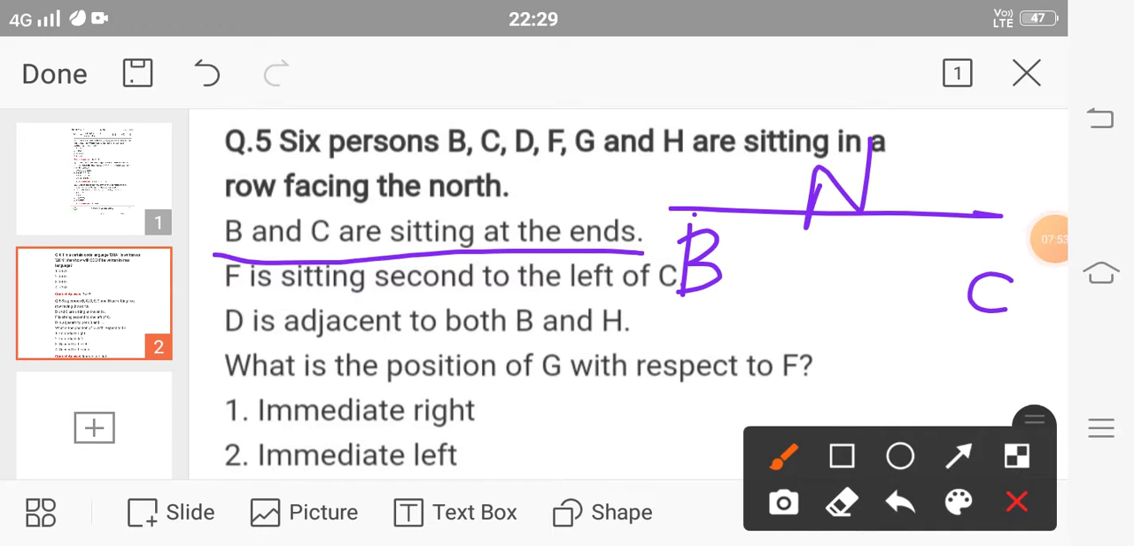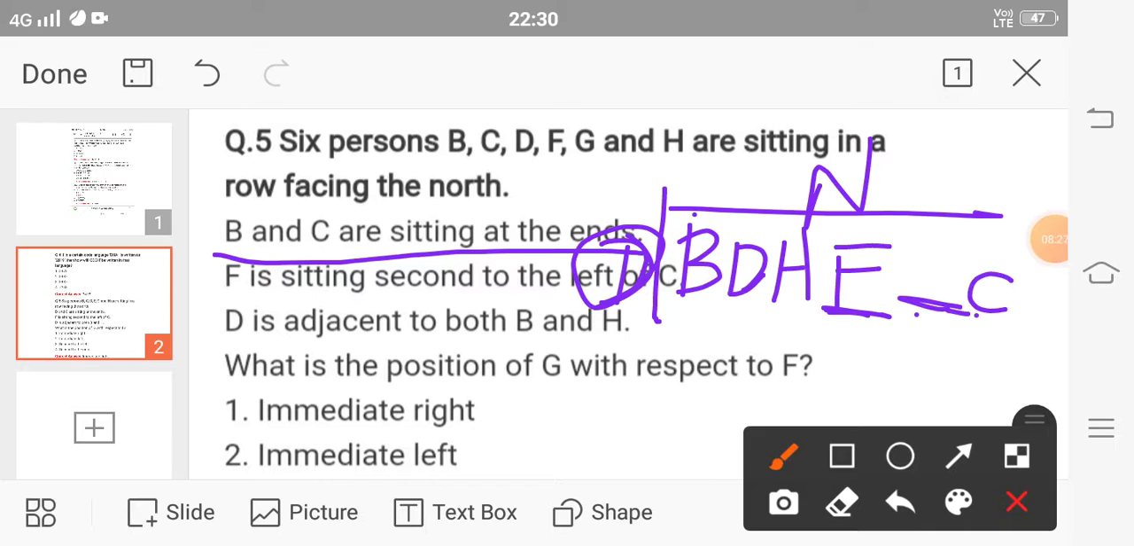F is sitting second to the left of C. Second to the left means this is the left side. First place, this is second place. So here F. D is adjacent to both B and H. D is adjacent to B means here. Don't write here because B is only the last person. So adjacent means between two. So between H and B, D here.